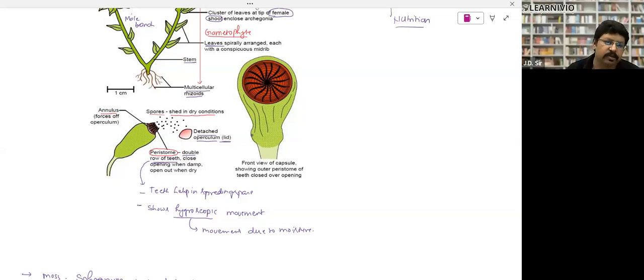two double rows of teeth, right? These teeth are called peristome. So there is a double row of peristome teeth, and the teeth help in spreading of spores. First important question: this shows hygroscopic movement. Hygroscopic means movement due to moisture. Hygro means moisture, so hygroscopic means movement takes place due to moisture, and due to that movement, the spreading of spores takes place. Right, so this was all about the capsule.